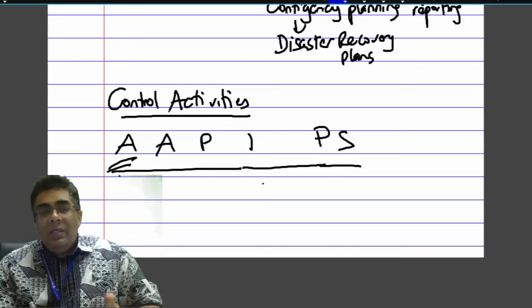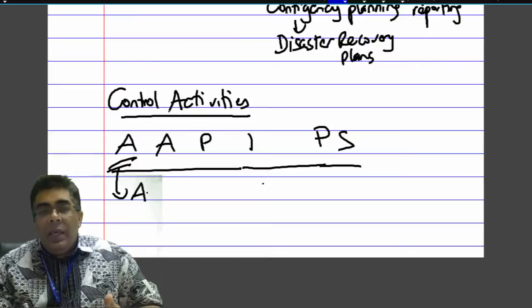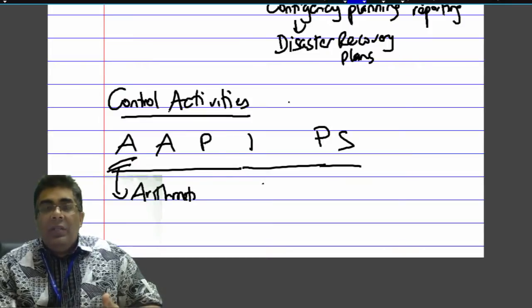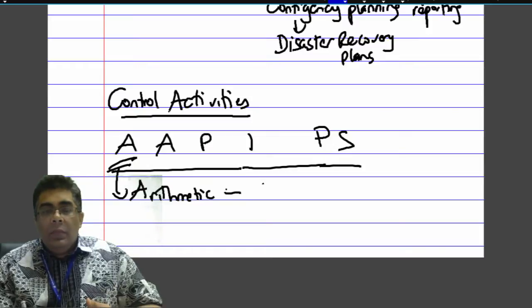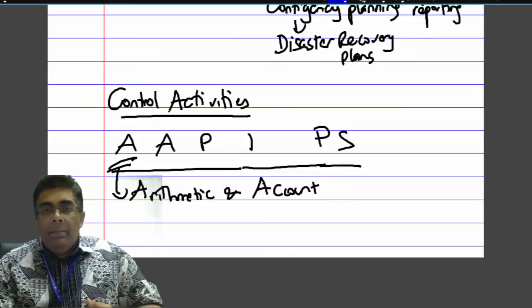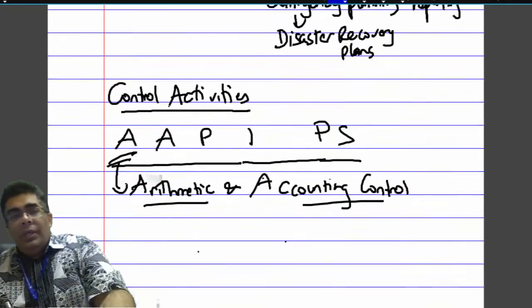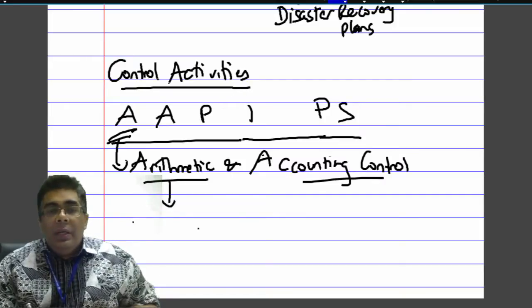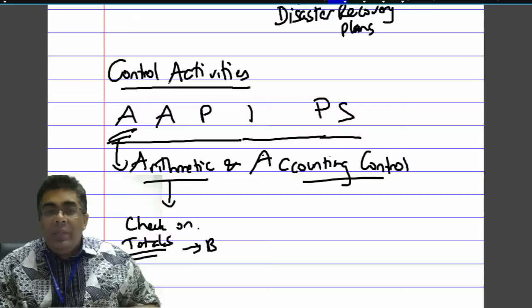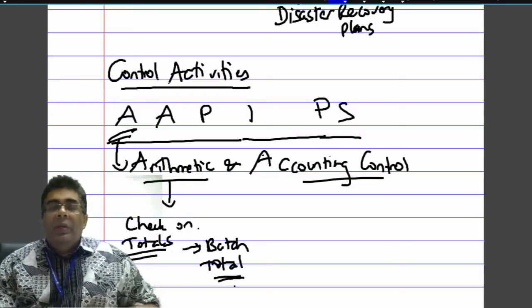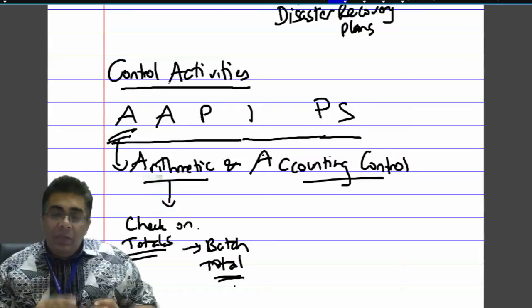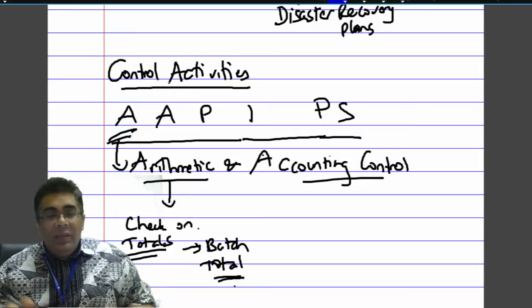So we say A. What is that first A? This is the arithmetic and accounting control. Okay, now what are those arithmetic controls? One of the arithmetic controls that we do is, for example, checking on the totals. What kind of totals? We are talking about batch totals. So before we give the data to our staff to fill in, we already say that 50 invoices, what is the total of the value of these invoices before we give to the staff to fill in.